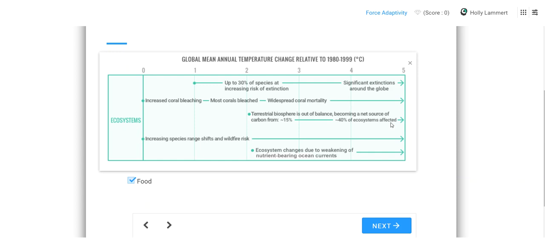Increased coral bleaching. A lot of you have really taken hold and looked at that coral bleaching as an event here. Very sad. Most coral bleached, widespread coral mortality. Terrestrial biosphere is out of control, becoming a net source of carbon. Basically, 15% increase, source being putting carbon dioxide into the atmosphere. And they're estimating this at 40% of systems affected. Increasing species range shifts and wildlife risk, we just looked at that. And then ecosystem changes due to weakening of nutrient-bearing ocean currents.